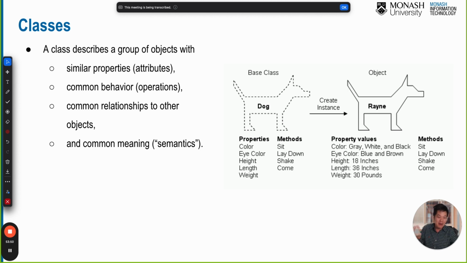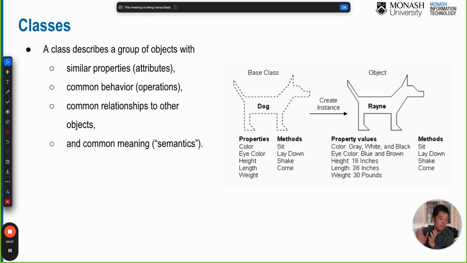But what I mean is that in the real world, we have millions of dogs which have some common properties and methods. The common properties here could be the color. They have the eye color, they have the height, the length, the weight. They can sit down, they can lie down, they can shake, they can come, that kind of thing. This is the common method, common operation. But each of the dogs may perform differently.